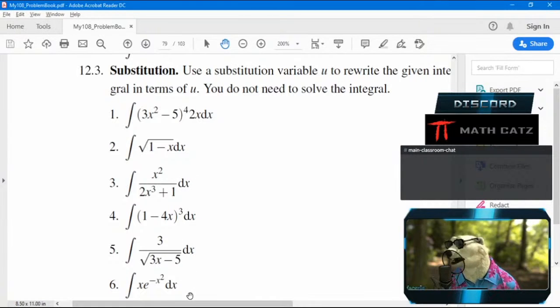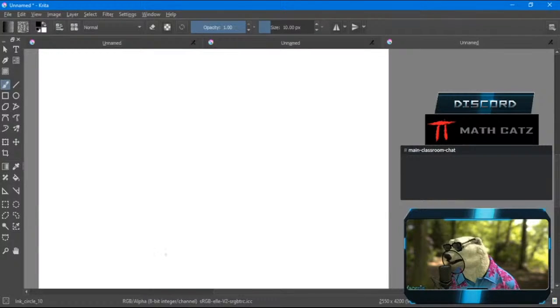Root 1 minus x. Number 2, root 1 minus x, and nothing else. So that is an ugly x. Let me fix that. Better.